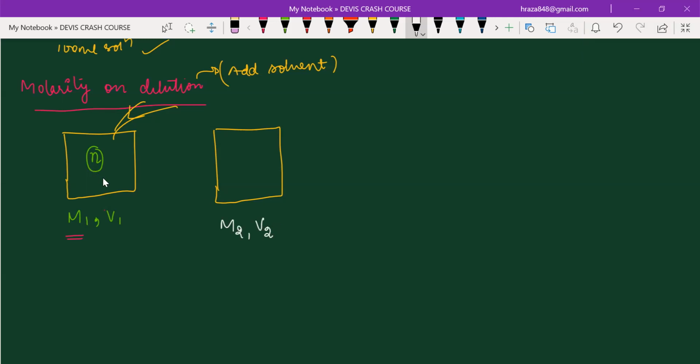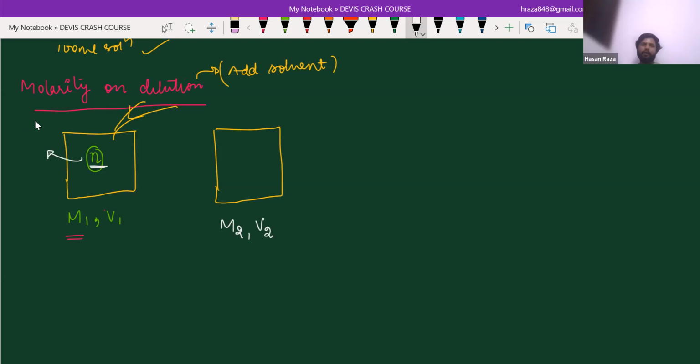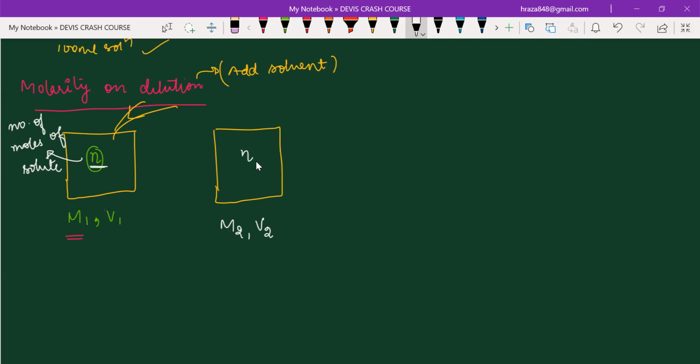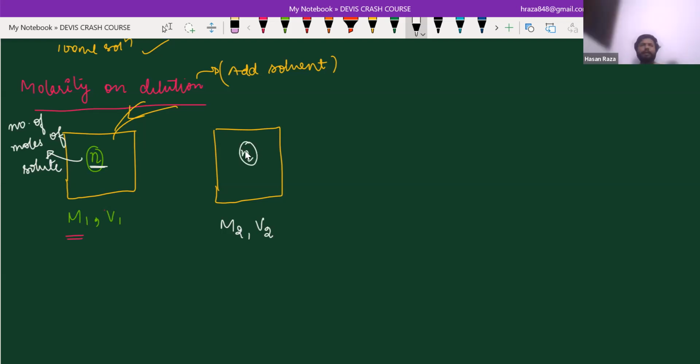But what about N? This N is number of moles of solute. Can you tell me whether this number of moles of solute changes or not? No, only solvent is changed. Because solvent is added, number of moles of solvent increases, but number of moles of solute will be the same. Now I'm going to apply the molarity formula on the first container.